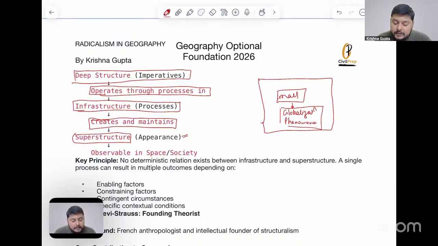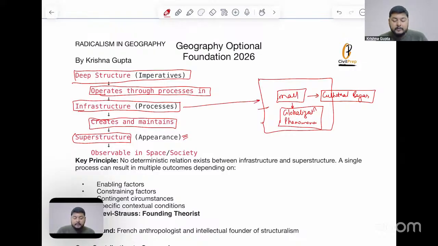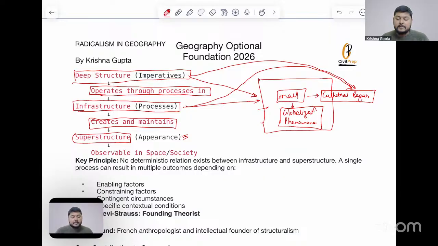And the globalization phenomenon of the mall is not adhering to our cultural bazaar. Our cultural bazaar is not interlinking with it here. Therefore, what we see is that the appearance here is of a mall, but the infrastructure is quite different in this mall, and also quite different in the cultural bazaar. The deep structure is also quite different in the mall, and also quite different in the cultural bazaar. Therefore, this system that we are seeing here is very much imperative.